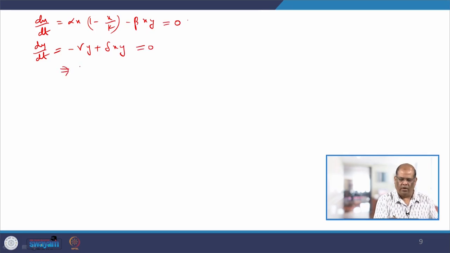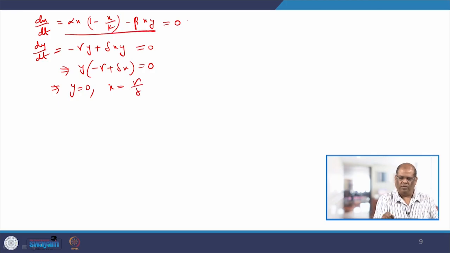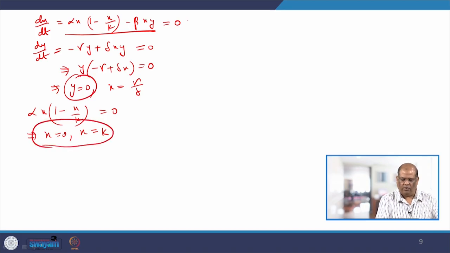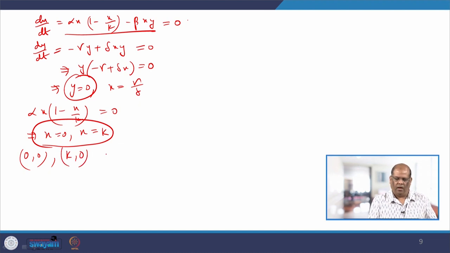From this equation, you get y times (minus gamma plus delta x) equal to 0, which implies y equal to 0 and x equal to gamma by delta. If you put y equal to 0 in this particular equation, you get alpha x (1 minus x by k) equal to 0. So, this implies x is 0 and x is k. So, for y equal to 0, you get two values of x, hence (0, 0) and (k, 0) are your steady state solutions.